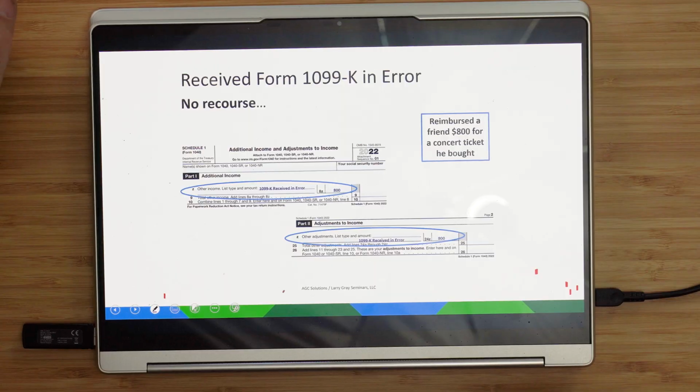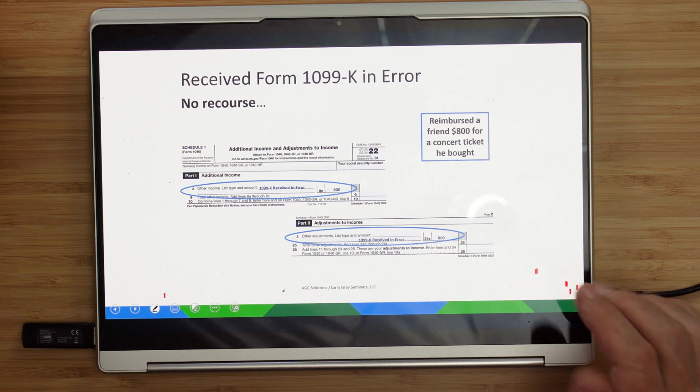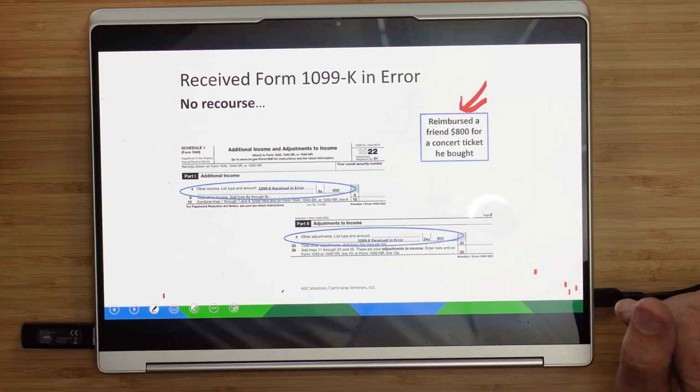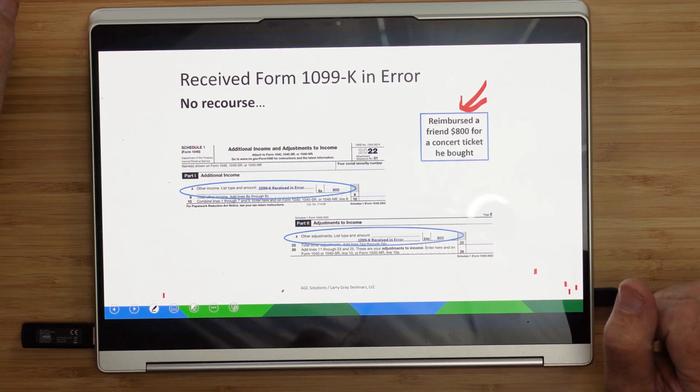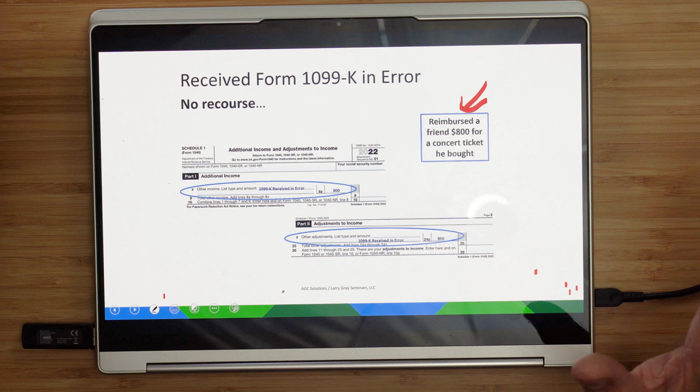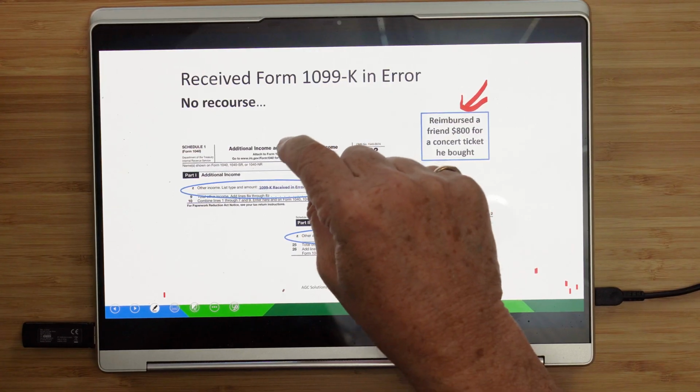You received this transaction, and it's for some concert tickets. So it was a reimbursement, as we can see here. It was a reimbursement from a friend of $800 for a concert ticket that he bought. Well, it wasn't a purchase, it was just a reimbursement. And you'll see this a lot on Venmo. There was a reimbursement for going to dinner together, a very common one. You buy the tickets, I'll reimburse you. In that case, if you get a 1099-K in error on this transaction, here's how you report it.